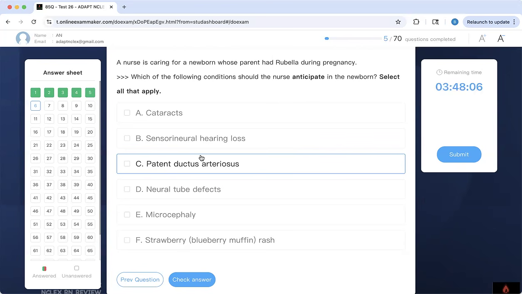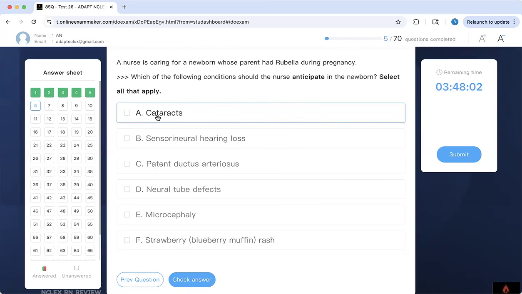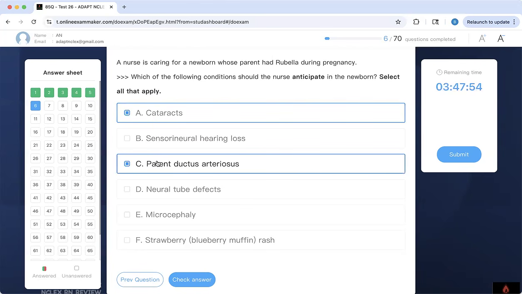The complications associated with rubella, I call them the 3 C's. 1 is cataract. 2 is cardiac defect, patent ductus arteriosus. C is cochlear hearing problem, that's sensorineural hearing loss. Those are the 3. You have a cataract, eye problem, cardiac issue, and a cochlear.